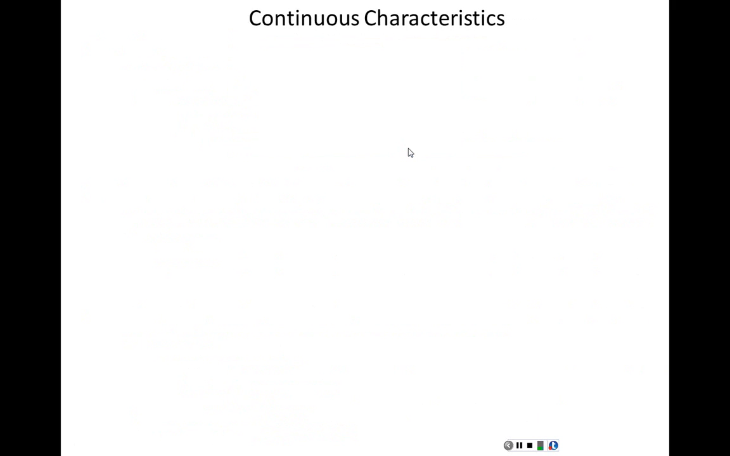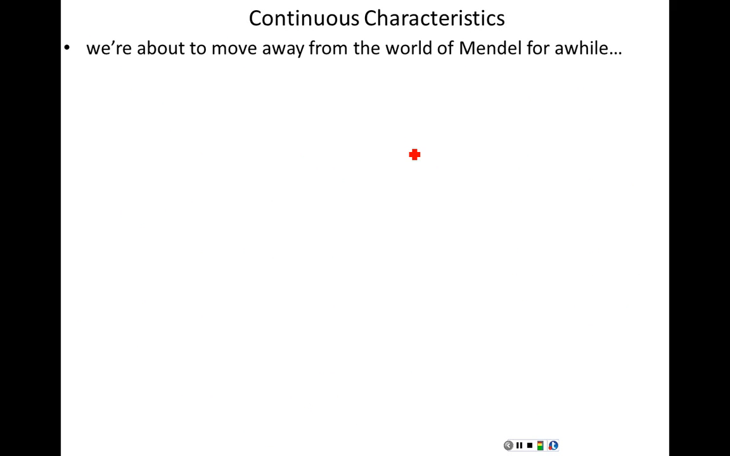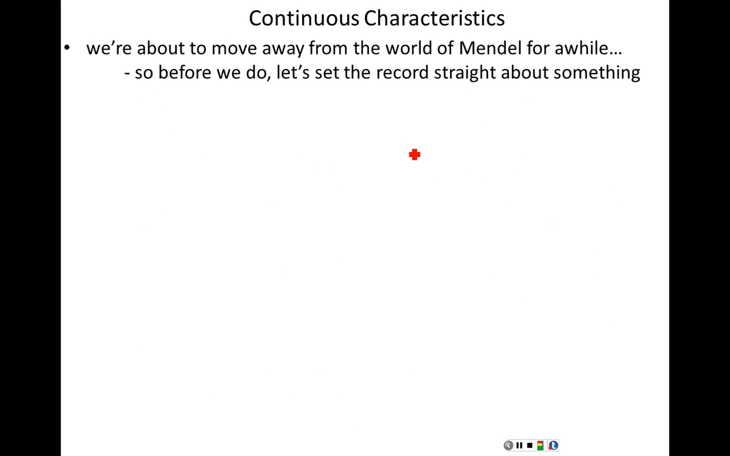I'm going to end with the idea of continuous characteristics. We're about to move away from the world of Mendel for a while, completely in fact. We're going to go on to pedigrees, and then after that we're going to talk about linked genes. It's going to be a while before we come back to these ideas. So before we close the book on Mendel and transmission genetics for a while, I'd like to get something straight, something I've kind of been misleading you about all this time.